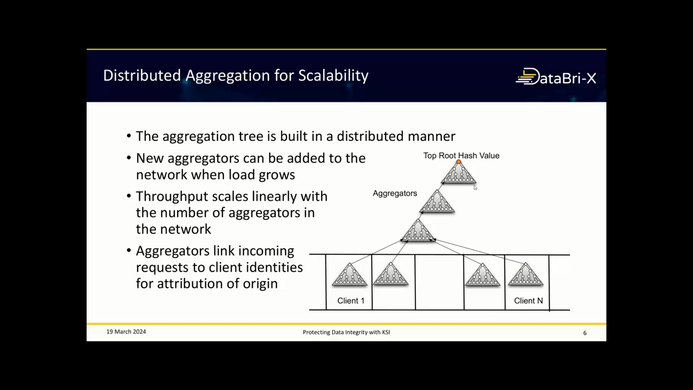So with the 4 layers, we get to the point where we can aggregate billions of inputs from different clients, billions of inputs from thousands of clients in every round. And the load of this computation is distributed across many servers. And new aggregators can be added into this aggregation network when the load grows.